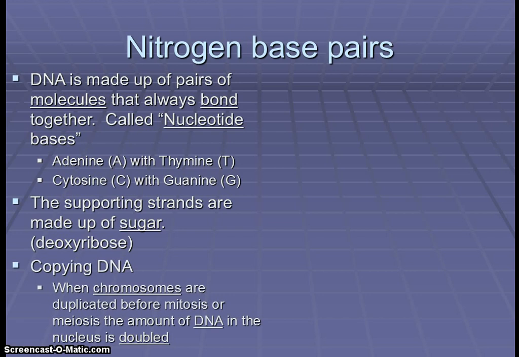When DNA is copied, it's copied when the chromosomes are duplicated just before mitosis or meiosis, at which point the DNA in the nucleus is doubled so that all new cells resulting from mitosis and meiosis have that same information, that same DNA.